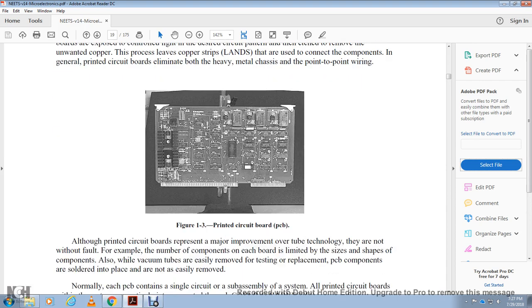metal chassis and point-to-point wiring. Although printed circuit boards represent a major improvement over tube technology, they are not without disadvantages. For example, the number of components on each board is limited by the size and shape of the components. Also, vacuum tubes are easily removed for testing and replaced, but on printed circuit boards the components are soldered into place and are not easily removed.